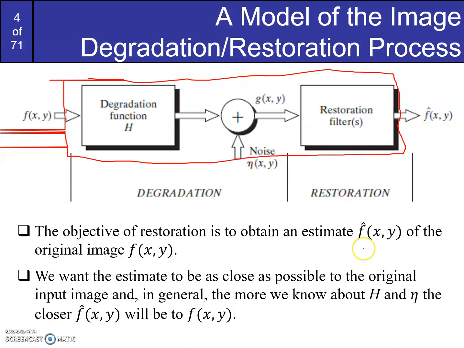So the objective of this restoration is that I have to estimate f hat x comma y of the original image f x comma y, right? To make it more clear, I just gave you an example: let us assume this degradation function which I'm talking about is your averaging filter. Then I added some noise.